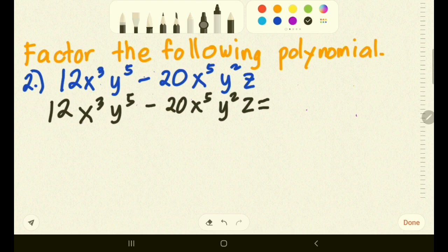Let's start with the numbers. For 12 and 20, obviously their GCMF is 4, since when you divide 12 by 4, that's 3, and 20 divided by 4 is 5. That's a whole number, there's no remainder. For x cubed and x to the power of 5, I said a while ago that the tip for finding the GCF or GCMF is you select the variable which has the smallest exponent. So, that is x cubed.